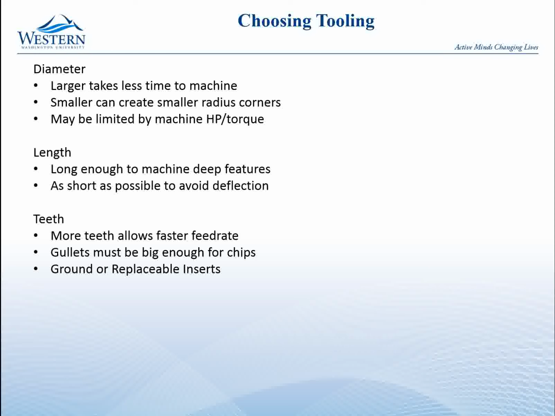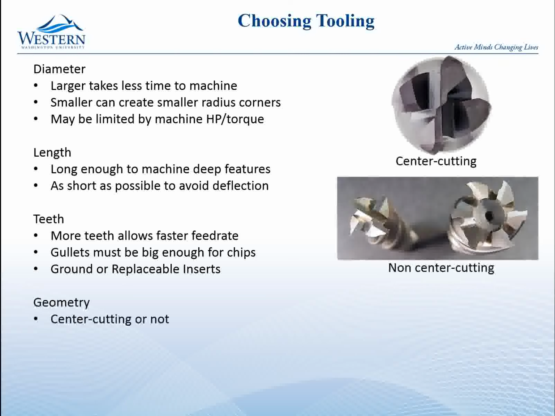All right, finally, we have geometry, whether it is a center cutting mill or not. So a center cutting mill will have this edge that goes all the way to the center of the tool. And a non-center cutting mill has a hole right here in the middle.